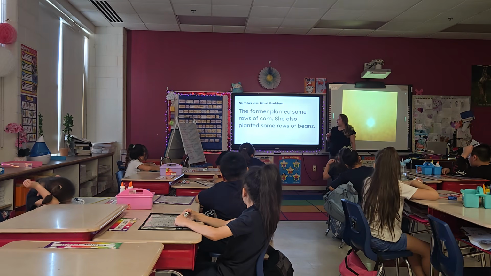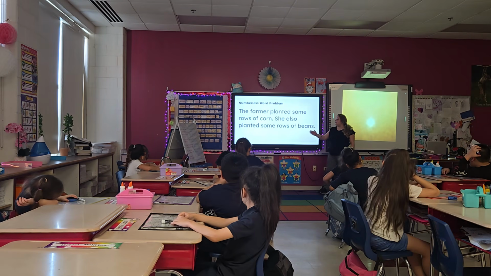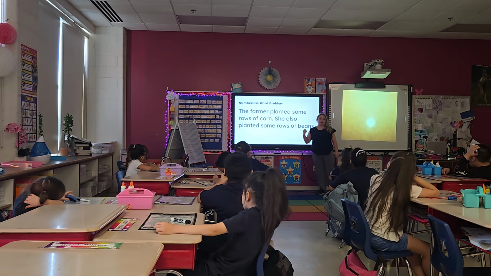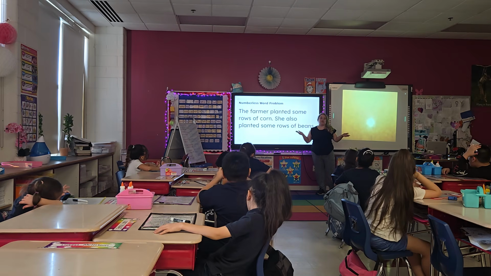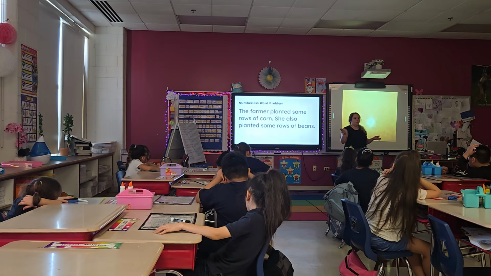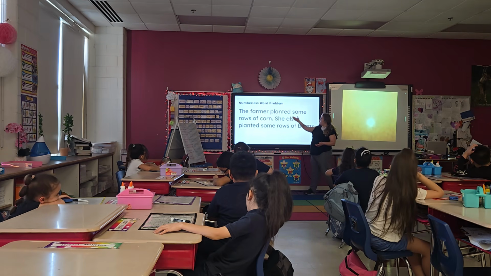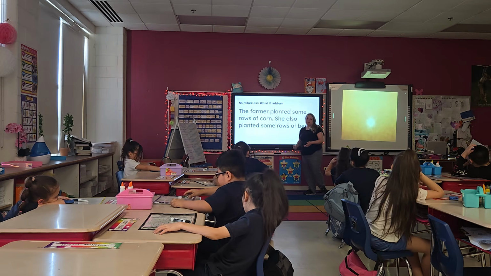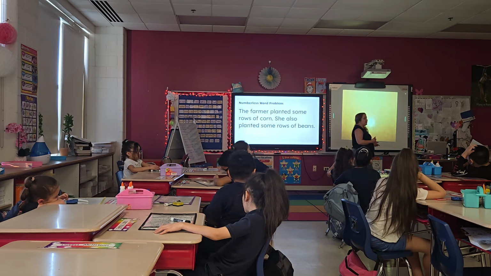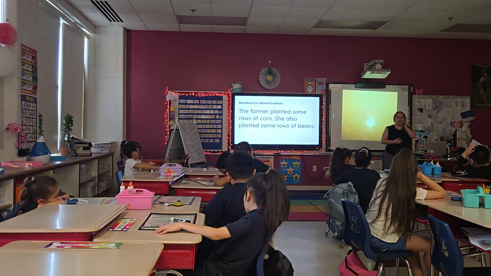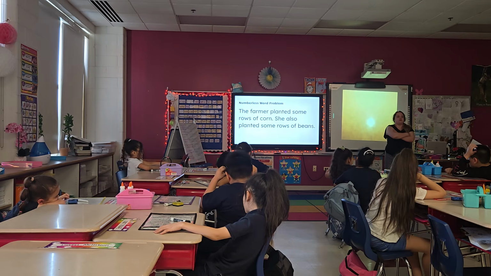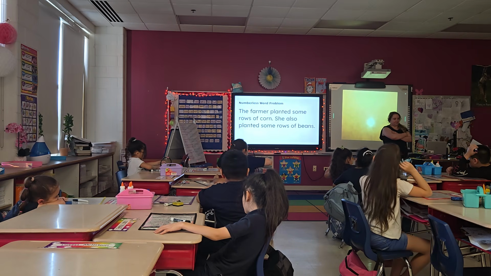Some rows of corn. She also planted some rows of beans. Do we have any numbers yet? No. Our key word is going to be some, right? We have some rows of corn, some rows of beans. All right, I'm going to need some raised hands. How many rows of corn do we think we might have?